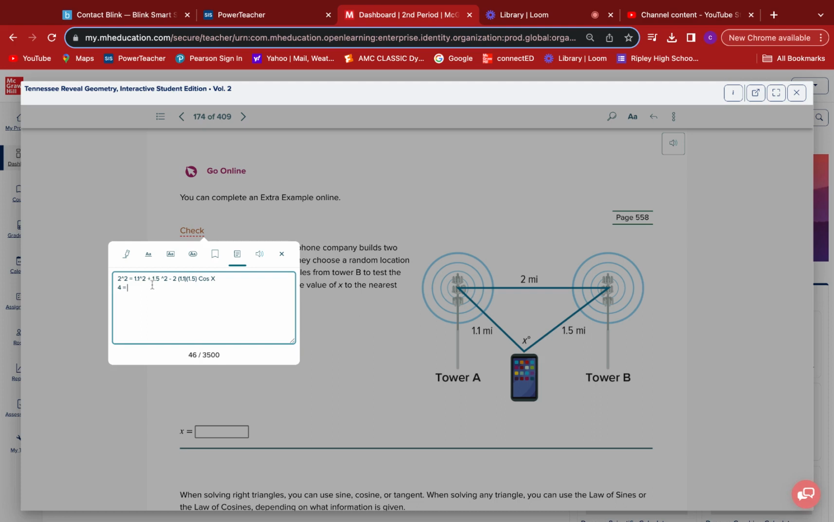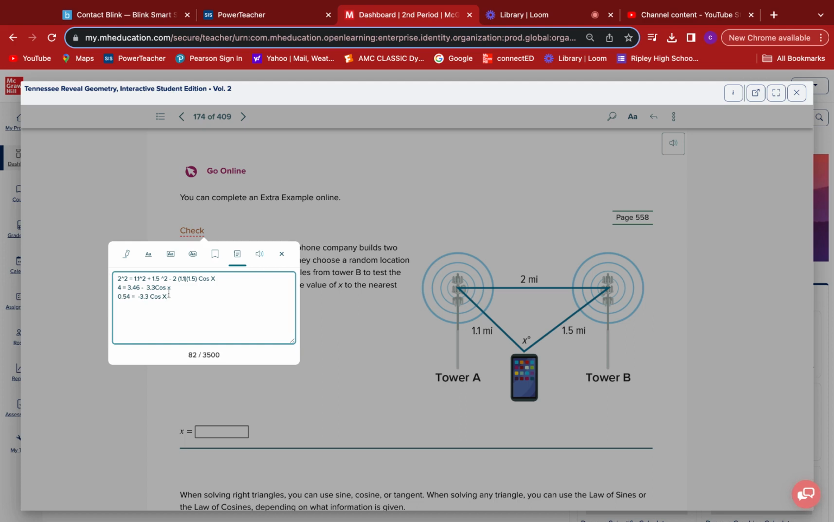Okay, on my calculator, I'm going to do just the 1.1 squared plus the 1.5 squared. That is 3.46. Your minus sign. All right, next up is the 2 times 1.1 times 1.5, which is 3.3 cosine x. All right, I'm going to subtract 3.46 to the other side. So 4 minus 3.46 is 0.54. Now that equals, don't forget your negative, 3.3 cosine x.